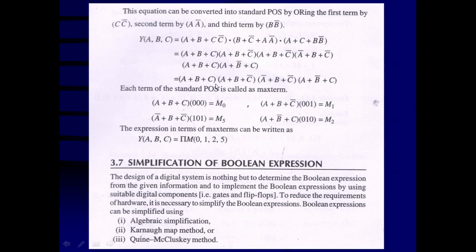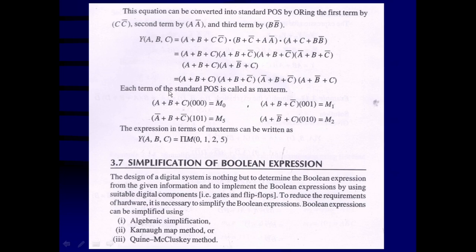So the standard product of sums equation is like this: (A plus B plus C) into (A plus B plus C bar) into (A bar plus B plus C bar) into (A plus B bar plus C). Each term contains all the variables. That's why it is a standard product of sums equation.